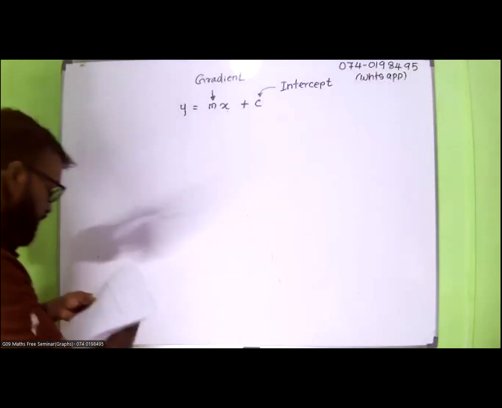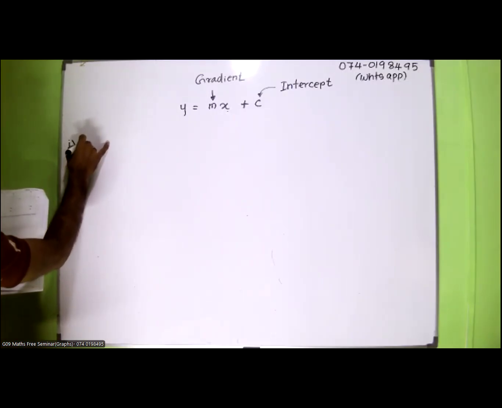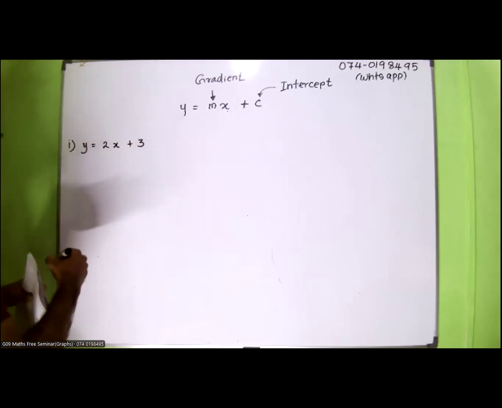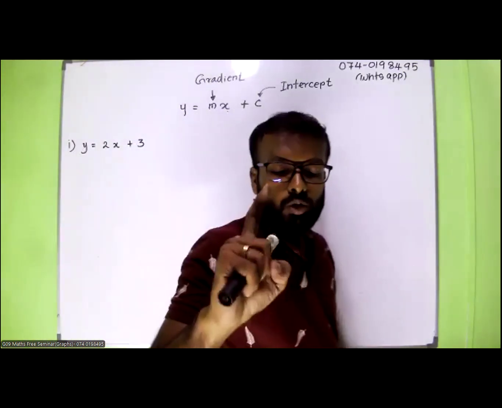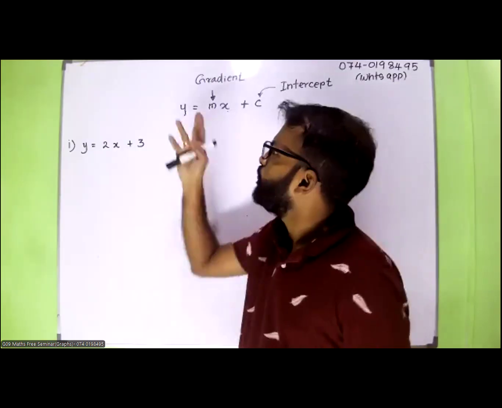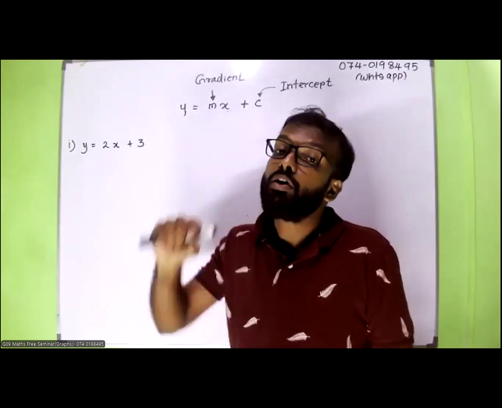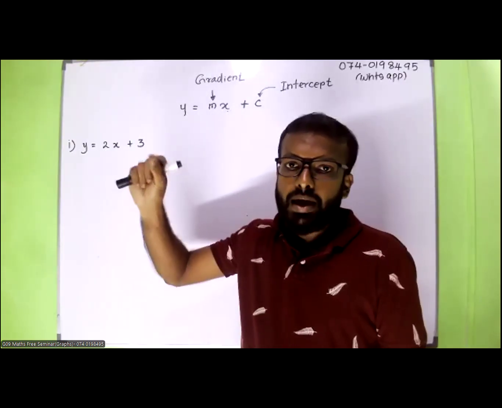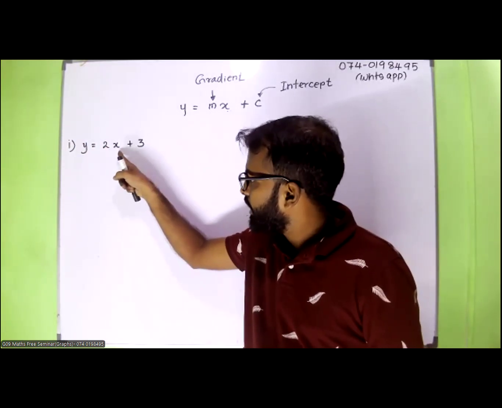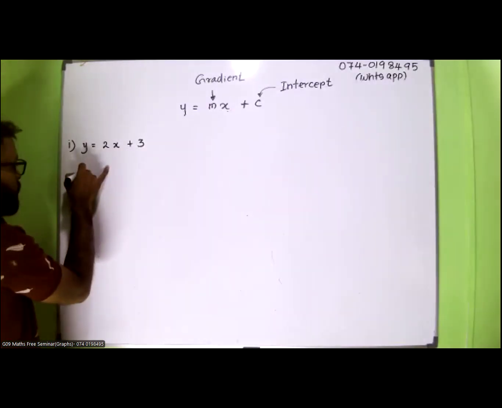So shall we do the first one? The first one, y equals 2x plus 3. The first step that you need to do is to make sure that you have the exact form y equals mx plus c in this. You need to verify you have the form of y equals mx plus c. Correct? Right. I'm going to write this.